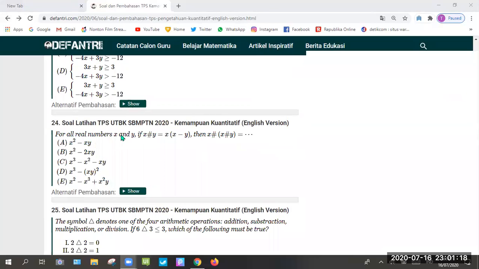Okay. I'm gonna solve number 24: for all real numbers x and y, if x, these symbols here mean that x is not suitable for y. So it is not matched with y. x is not y.